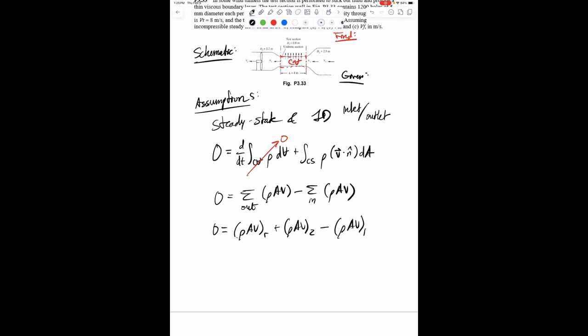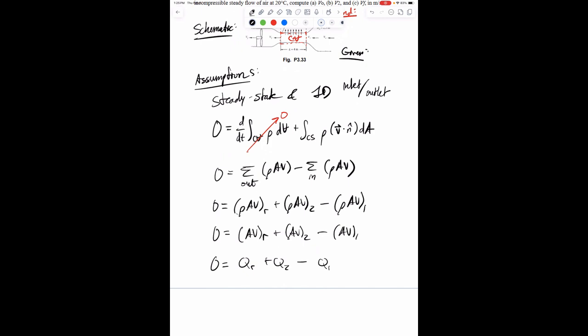We weren't given any description of the temperature changing in our wind tunnel, and we're also not given that there's any different kind of gases flowing through the wind tunnel. Therefore, we assume that all these density values are the same air, and we can divide both sides by rho and get rid of it. So we remove density, and we get 0 equals A V suction plus area velocity 2 minus area velocity 1. And this is just volumetric flow rate. So we reduced our mass flow rate problem to a volumetric flow rate problem, or conservation of mass to conservation of volumetric flow rate.